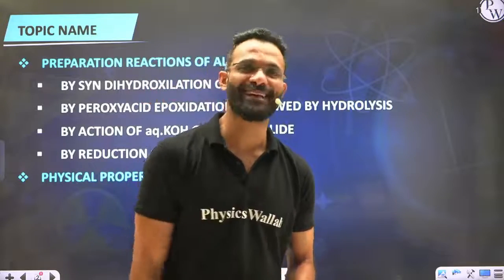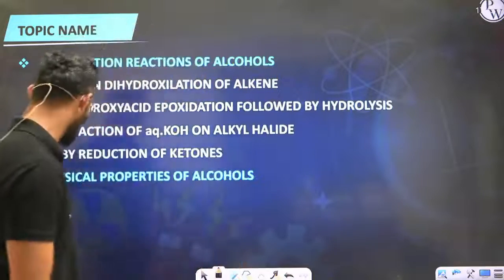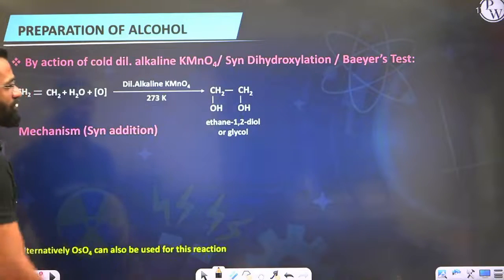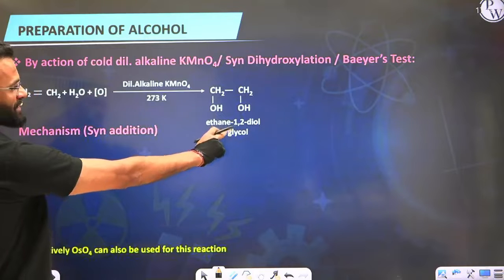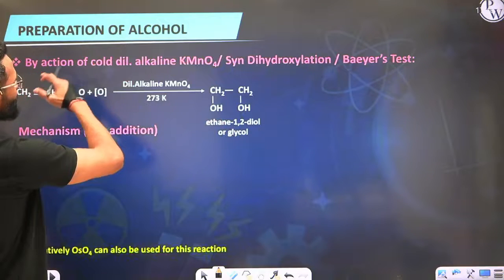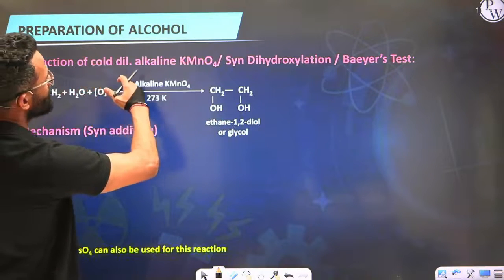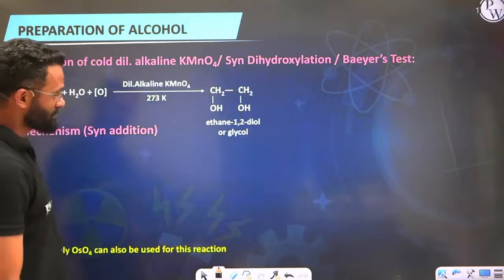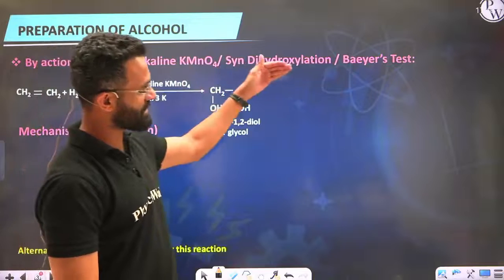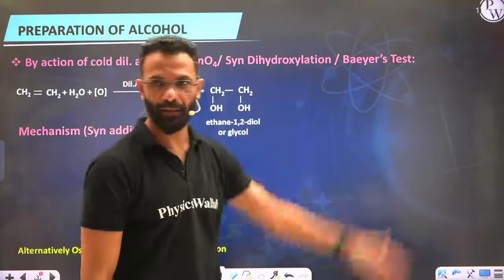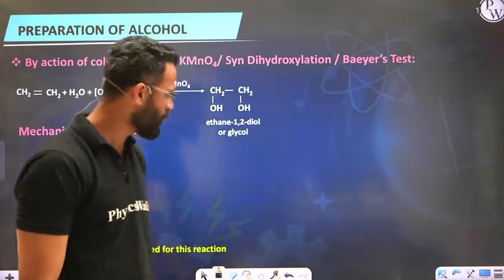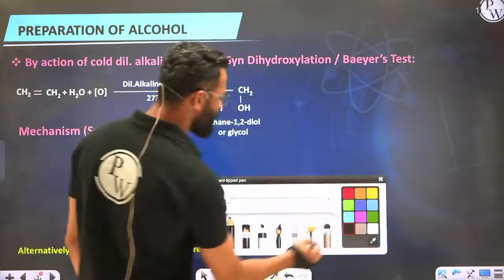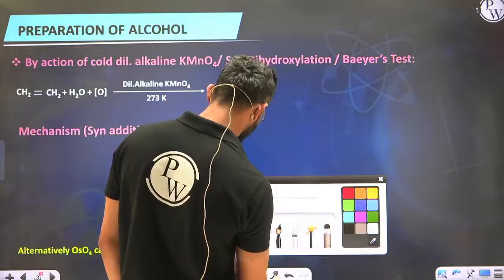So everyone, let's get started with the first method of preparation, that is preparation of, you can see here, vicinal diol or glycol by the action of cold dilute alkaline KMnO4. You can also refer to this process as syn dihydroxylation followed by Baeyer's test. Well, just to see the reaction, first understand the way we have represented this reaction.